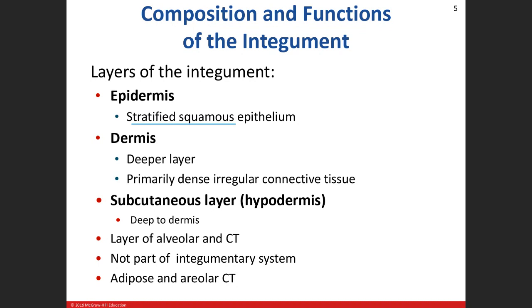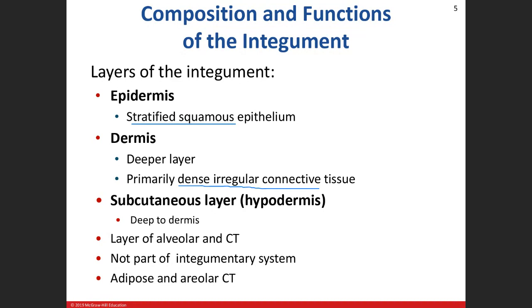Okay. So the deeper layer is the dermis, and that primarily is made up of dense, irregular connective tissue. Now, there's two layers, and we'll break it down. The papillary layer is the smaller of the two. That has areolar connective tissue. That's that loose connective tissue. And then deeper to that, we'll have our reticular layer, and that's going to be the dense, irregular connective tissue.